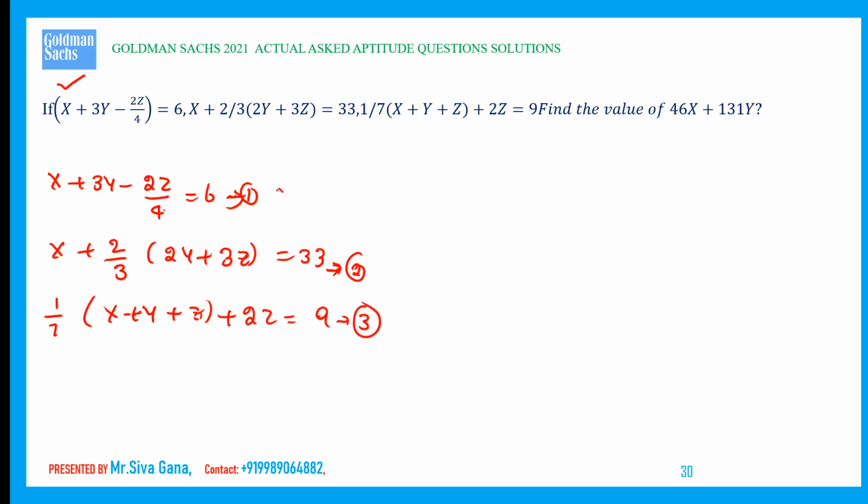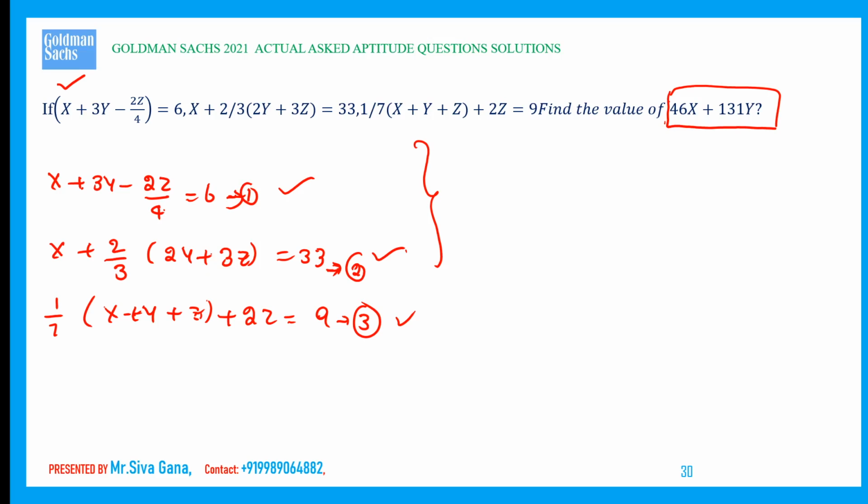For your convenience, I am writing these equations which were given in the data. Please don't waste this type of time during your examination. For the viewers' understanding purpose, I am writing this. Now we need 46x plus 131y. Ultimately, you have to eliminate the third variable z. From equations 1 and 2, I want to eliminate z. How can I eliminate z?